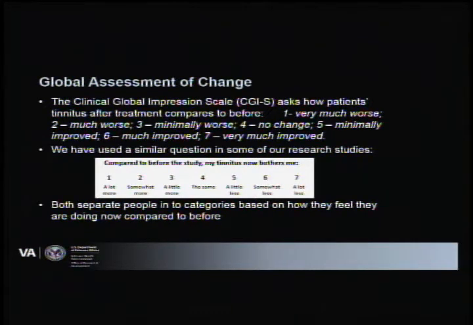And I'll point out that if you're using an instrument like the TFI, it's really important that you not change it. You really can't edit it, you can't take out questions, you can't add questions. But if you're trying to pair that with your patient's subjective impressions of whether or not they're doing better, it is okay to tweak that to kind of drill into what you specifically want to know.